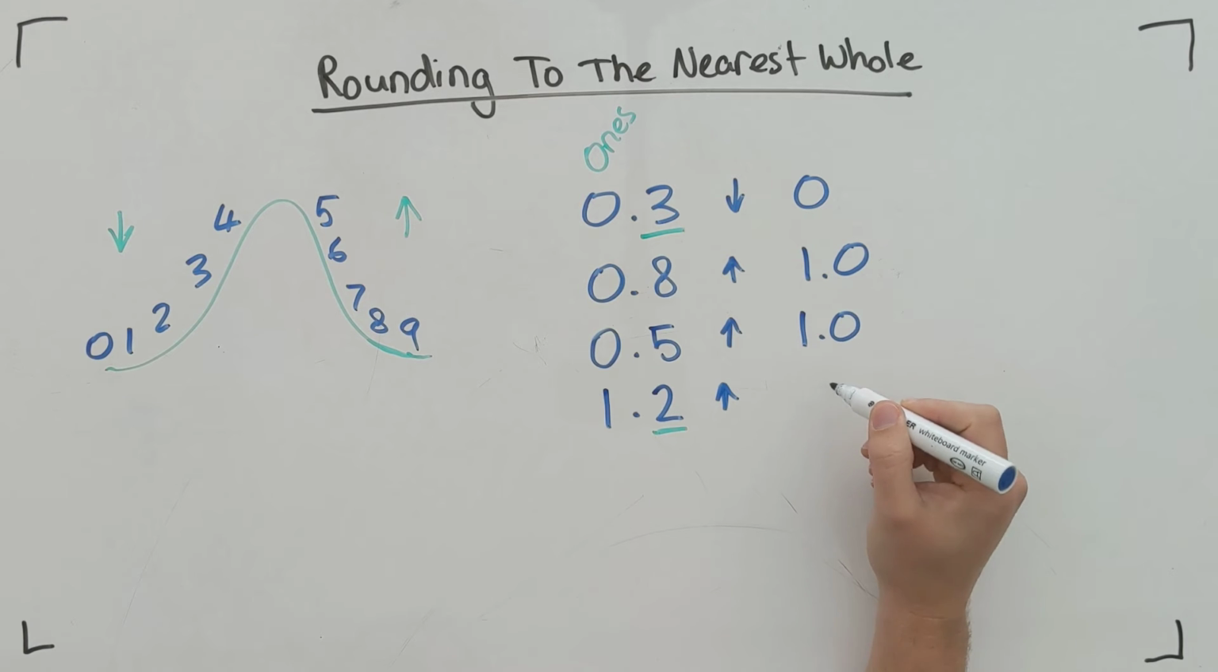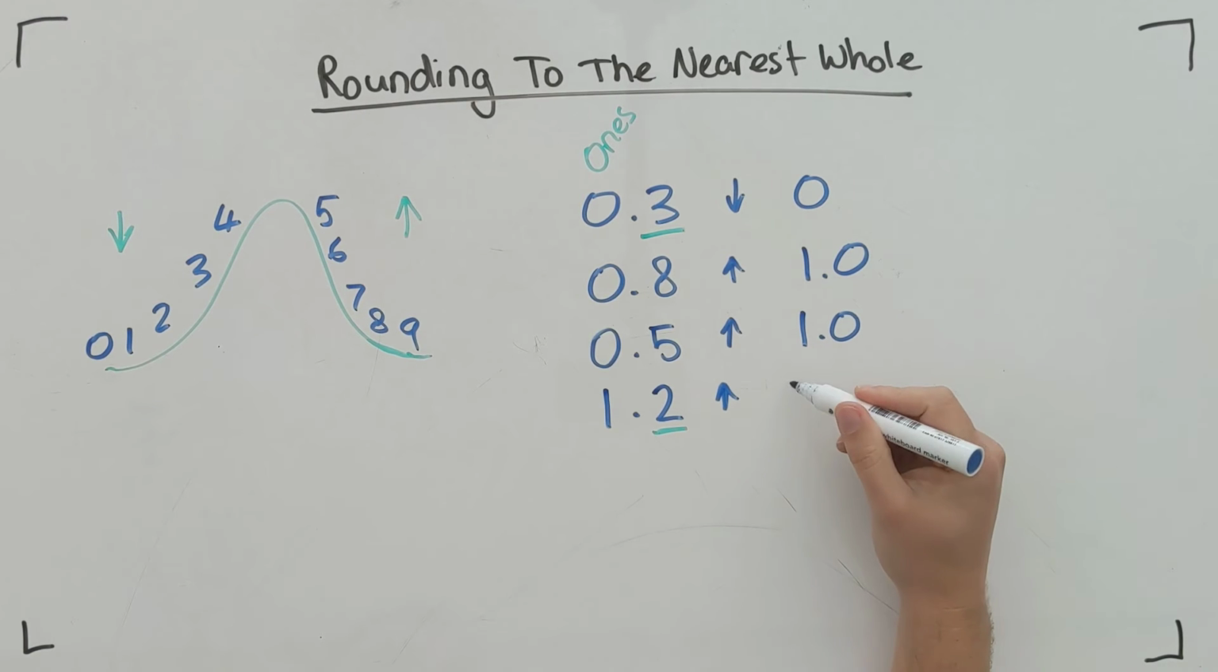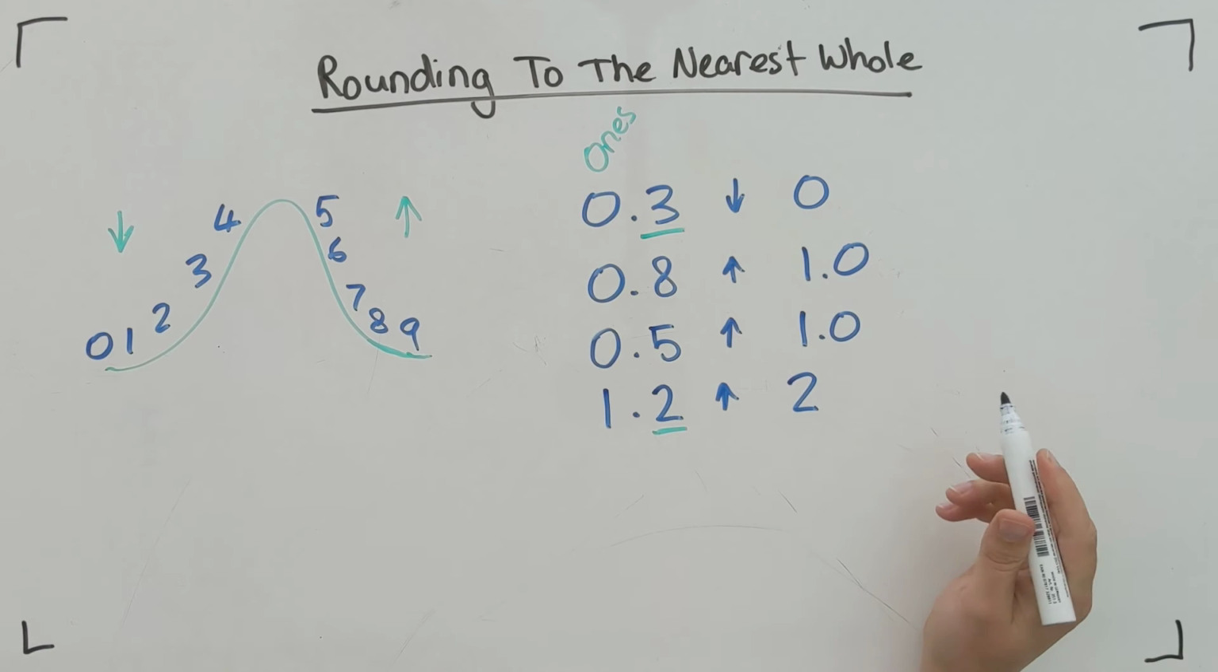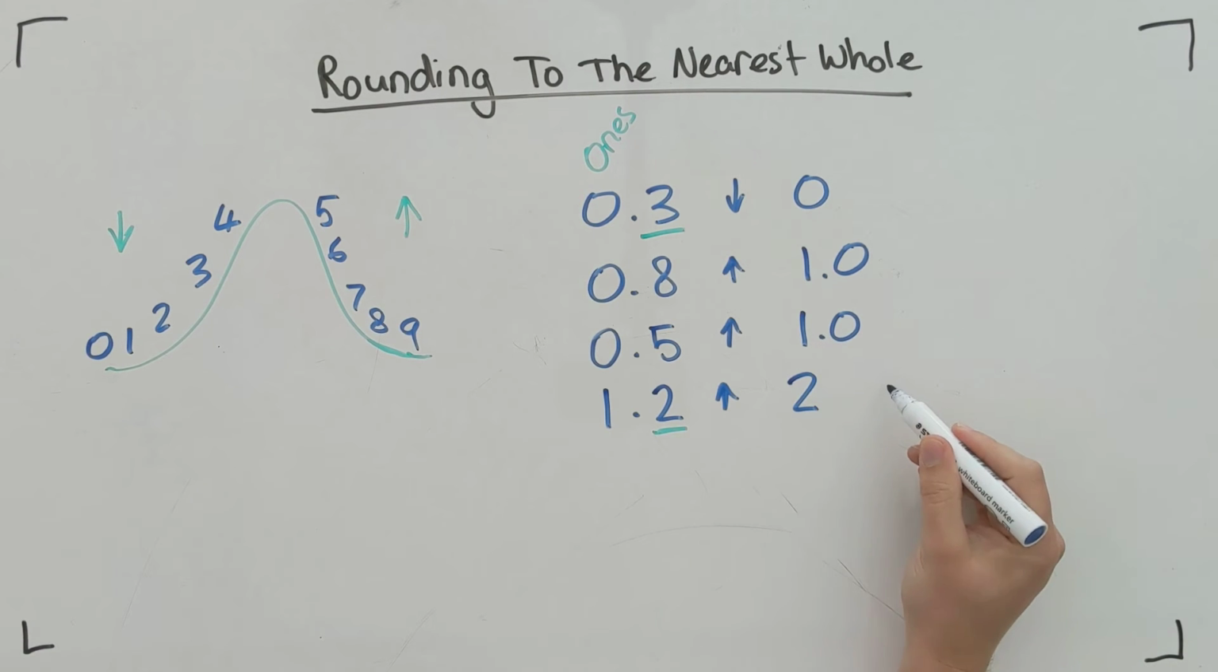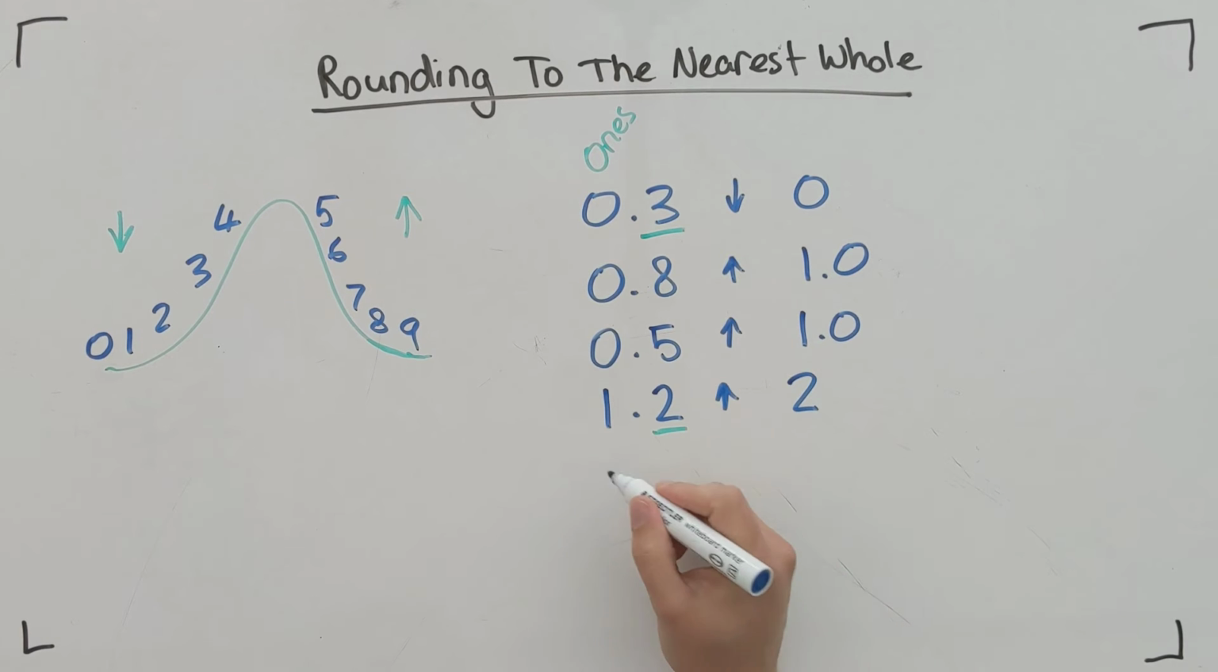What's the next whole number? From 1.2 it rounds up. Well, it would get to 2 wholes. We could write 2.0 or just leave it as 2. They mean the same thing. Let's try one more.